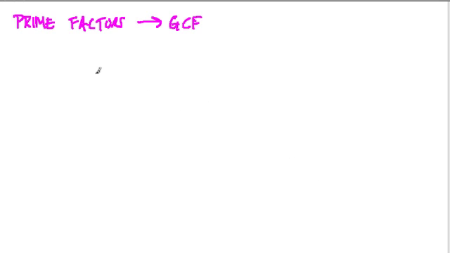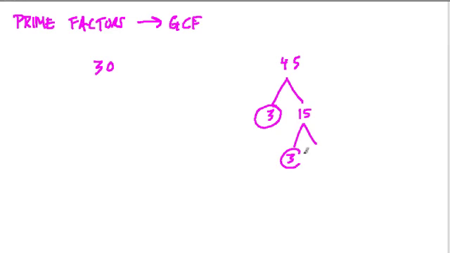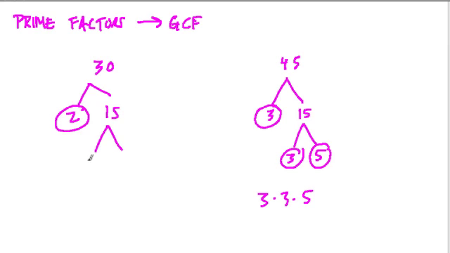Let's look at the two numbers, 30 and 45. If we write these factor trees out, 45 is 3 times 15. Circle that prime number. 15 is 3 times 5. And now we have our prime factorization of the number. 30 is 2 times 15. 2 is prime. 15 is 3 times 5. So we have 2 times 3 times 5.